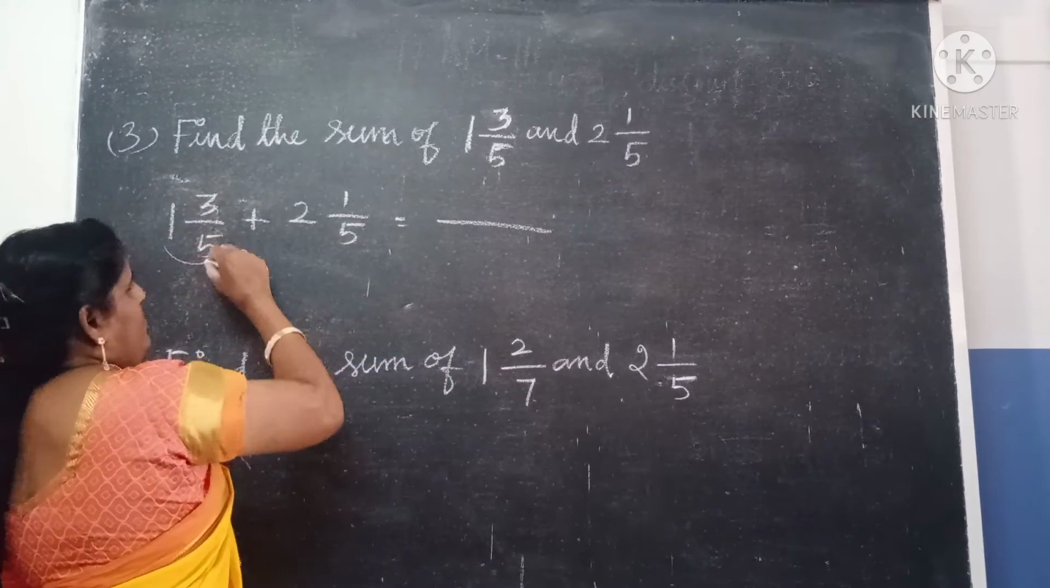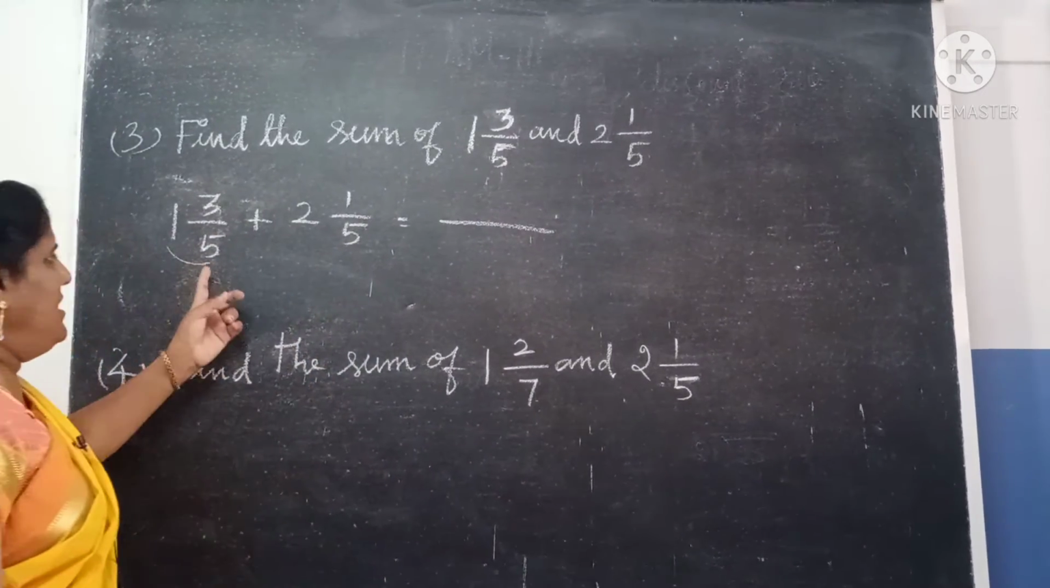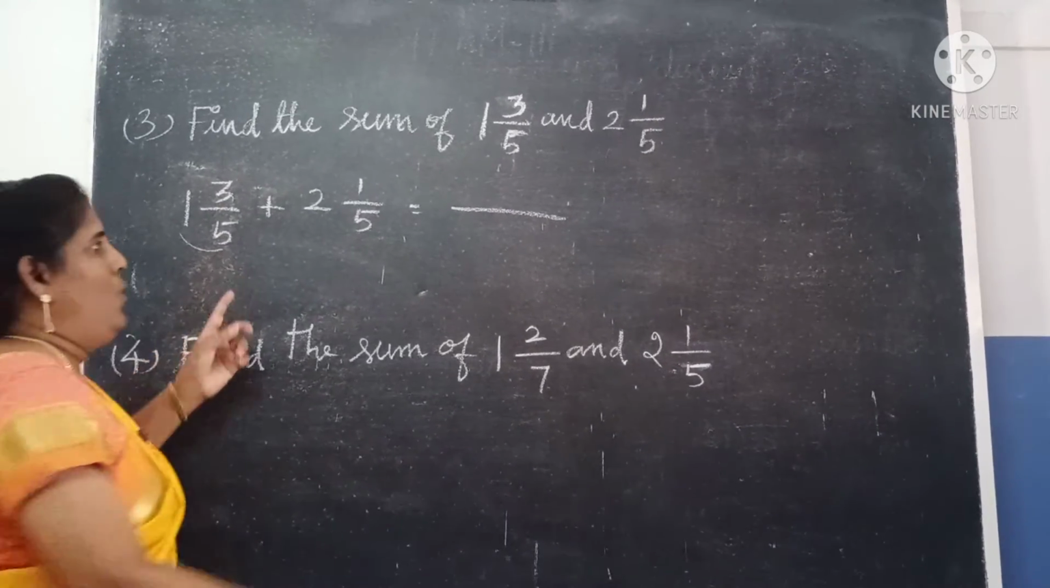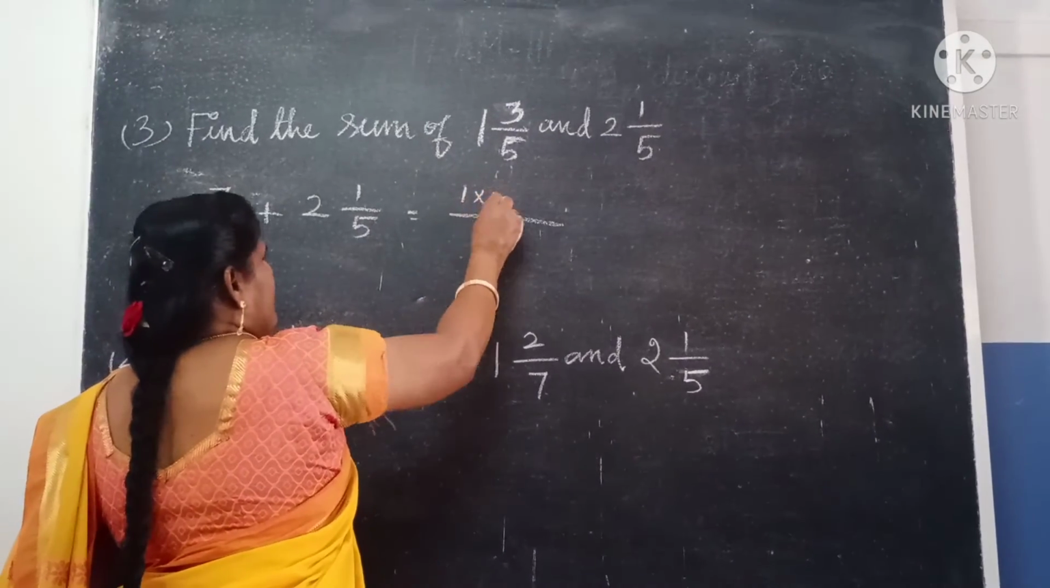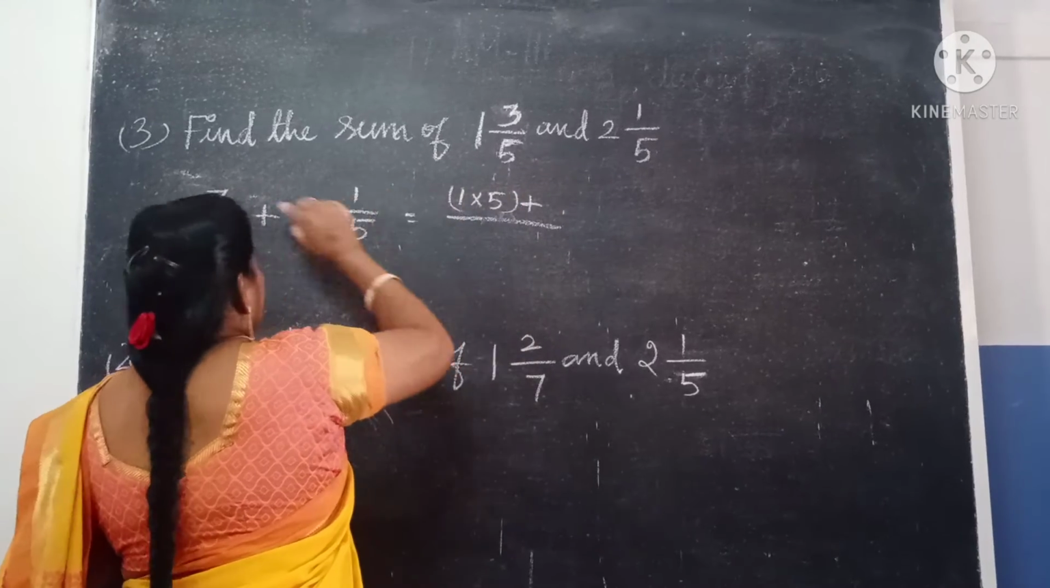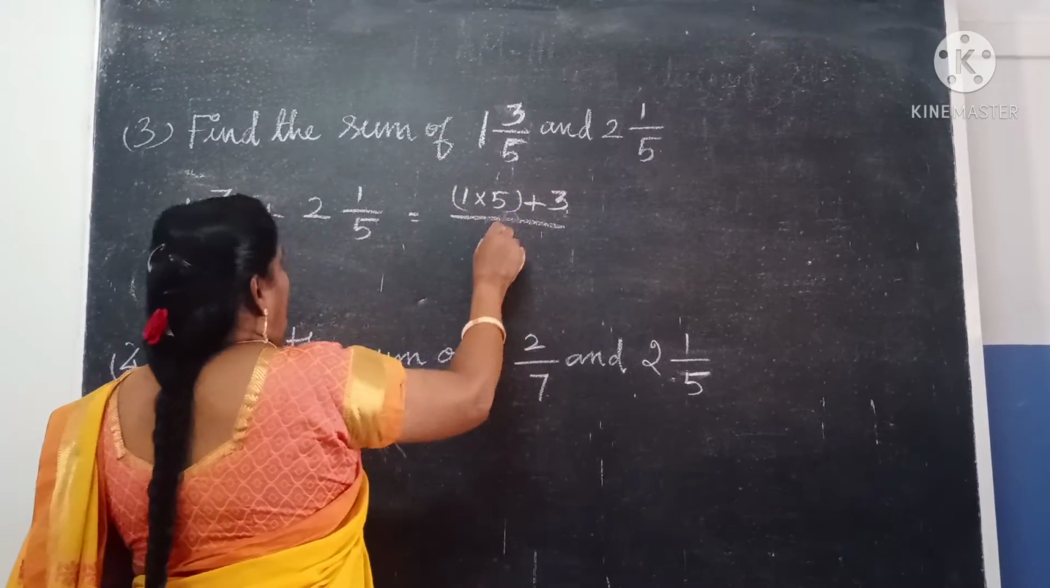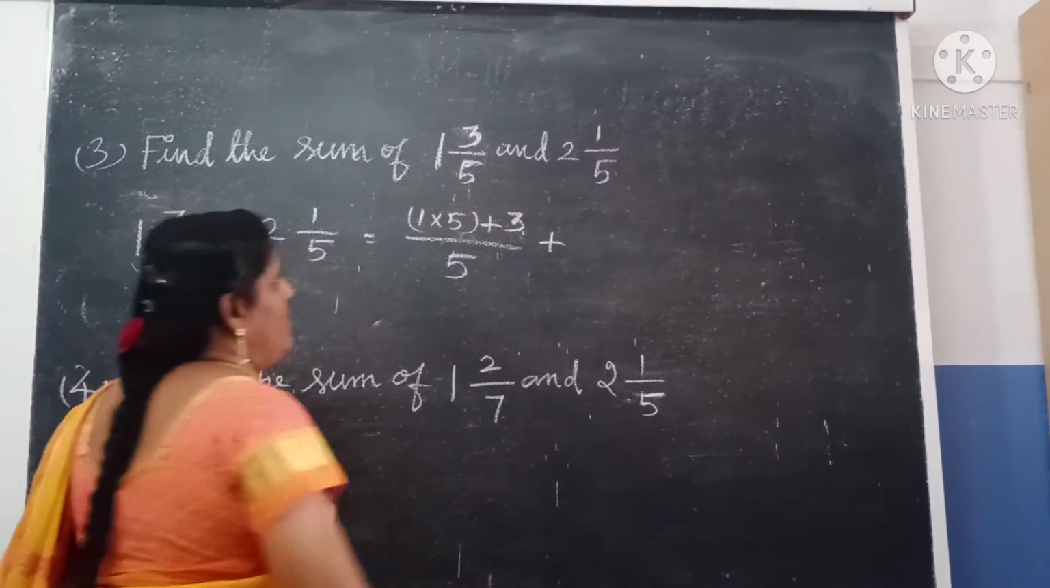First you multiply this 2. That means the whole number and the denominator, 1 into 5. 1 5s are 5, plus the numerator, what is 3, whole divided by 5. Okay.